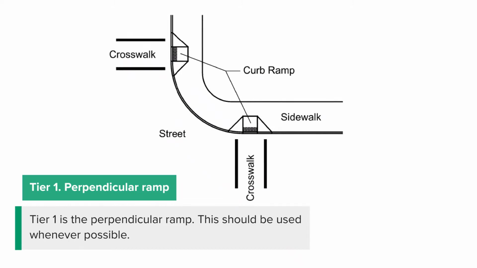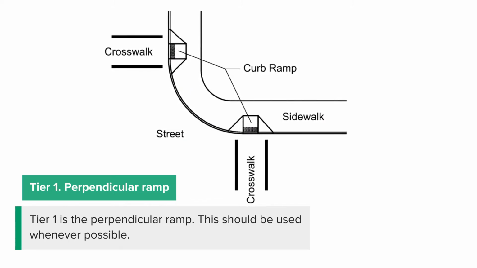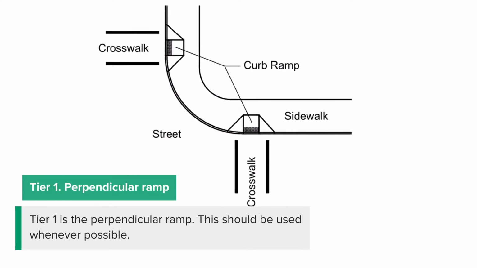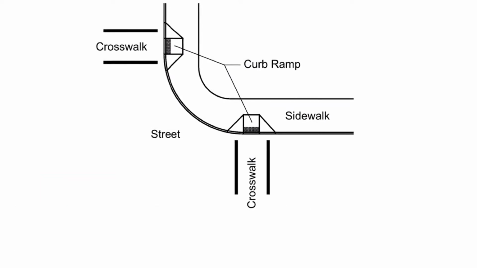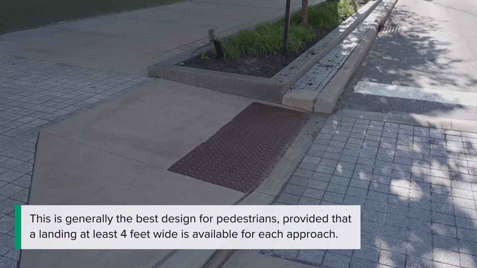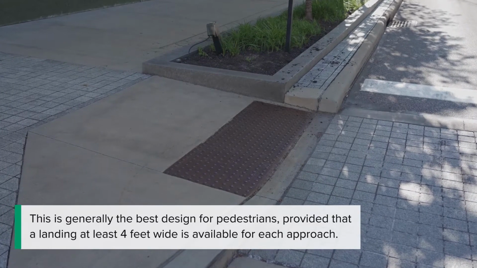Tier 1 is the perpendicular ramp. This should be used whenever possible. This is generally the best design for pedestrians, provided that a landing at least 4 feet wide is available for each approach.